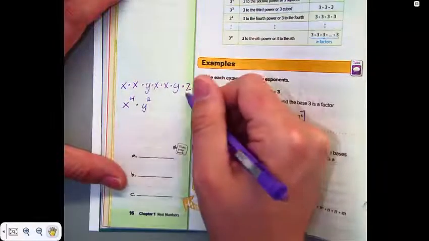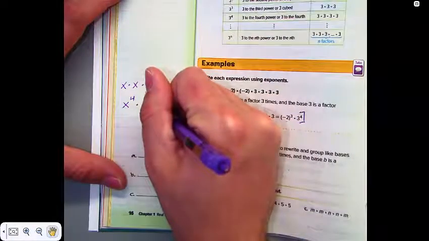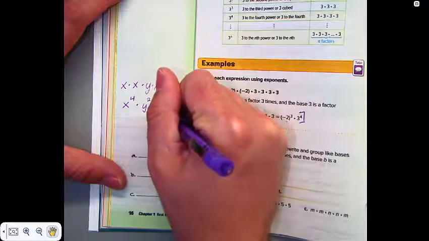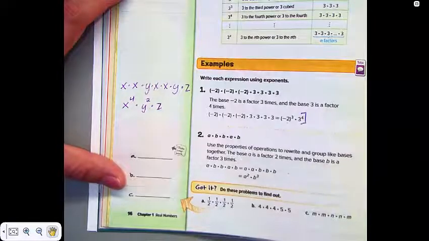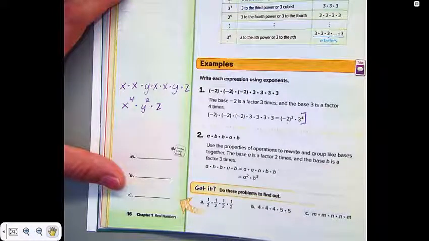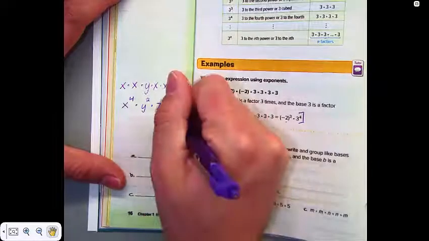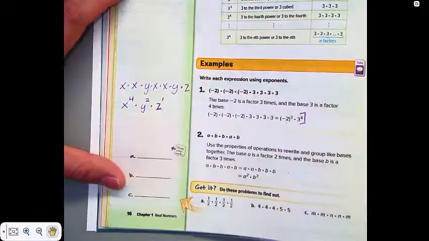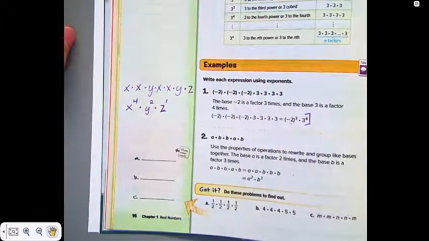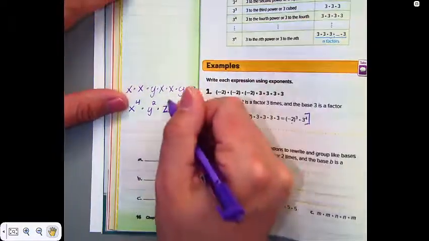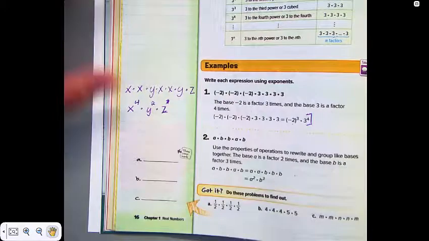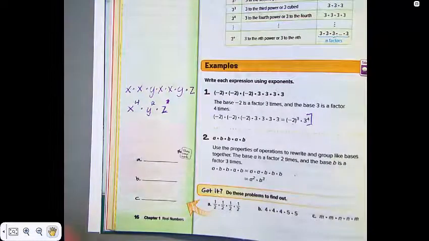Then finally, I have my z. Now there's a couple ways you can do this. You can just keep it as a z, or I can look here and go, okay, how many z's do I have? Well, I only have one of them, so you could put it with an exponent of 1, or just leave it as a z. Typically, since there's only one of them, we would just leave it as a z, but either way would technically be correct.